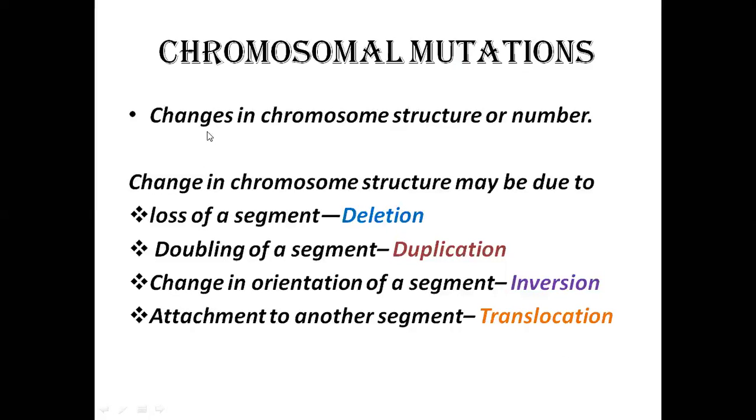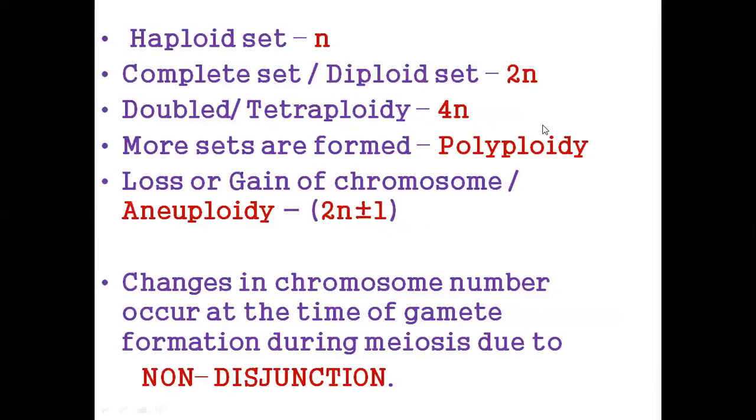Now today in this session, we'll be talking about chromosomal mutations based on the number of sets. So let us get acquainted with certain terminology that we are going to use today. Haploid set refers to the number of chromosomes present within the cell with respect to a single copy of chromosomes. Then complete set or diploid set.